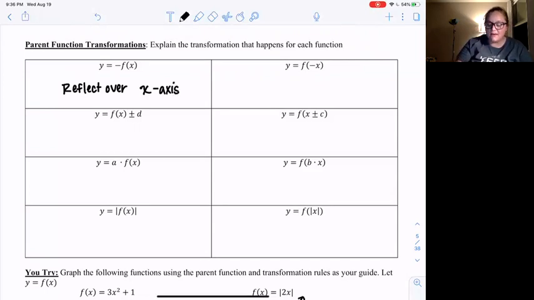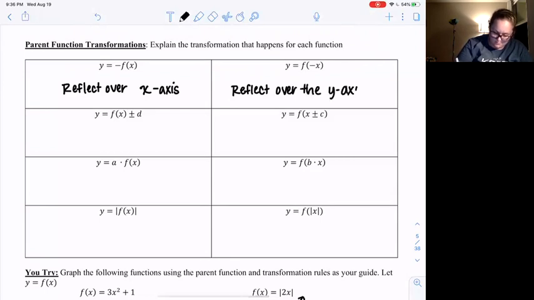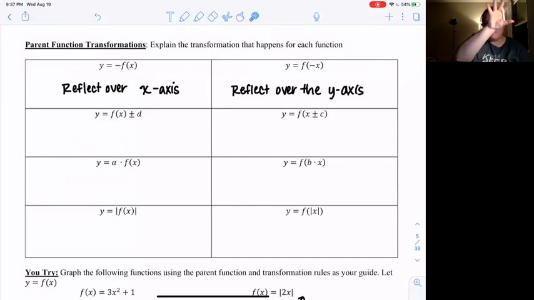Now, what happens when we have y equals f of negative x? This is going to reflect it over the y-axis. So another way you can think about this is that when this negative is here, you've made the function negative, therefore you've made all those y values negative. And so when you make the y values negative, that's all the stuff that's kind of negative goes top to bottom. So when you flip from top to bottom, you're flipping over that x-axis.